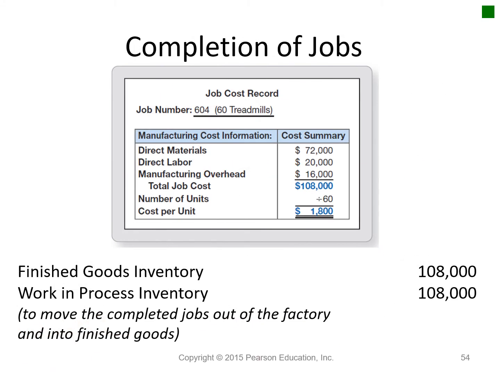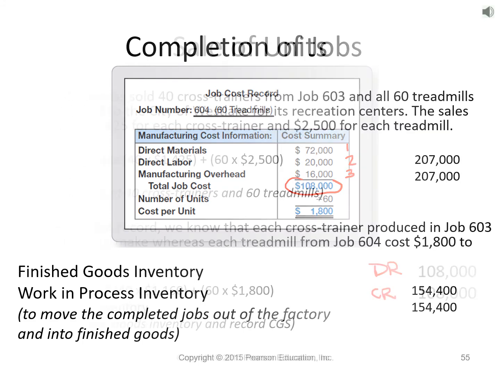Okay, so once you've actually finished the job, notice here's your product cost 1, 2, 3. You've got the total cost of your job. You divide that by how many units are in the job. The cost per unit is $1,800. Now, once you figure this $108,000, it needs to be transferred to finished goods. So you'll debit finished goods and you'll credit work in process. This is basically just repeating your cost flow, but in a journal entry format.